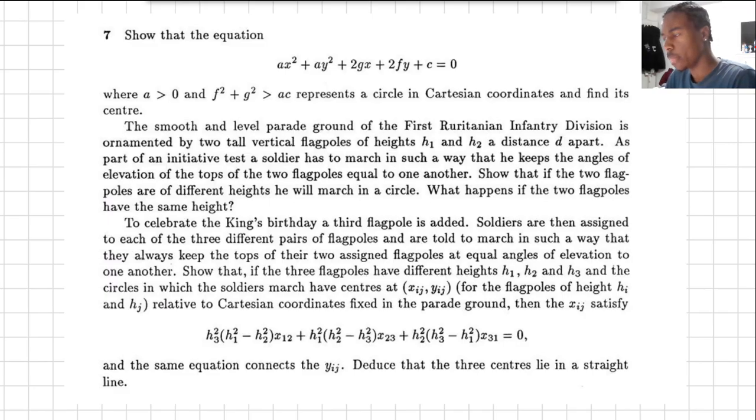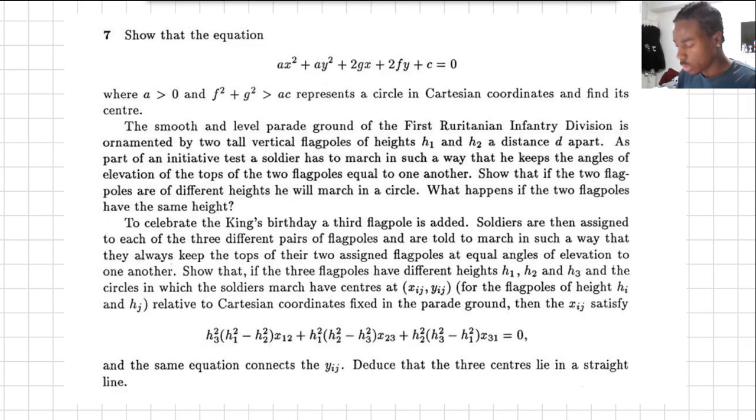Interesting. Okay. Show that if the 2 flagpoles are of different heights, he will march in a circle. What happens if the 2 flagpoles have the same height? So that second paragraph there is kind of split into 2 questions. Okay, so it's different heights, so he traces a circle, and then it's the same height. We don't know what happens. Let's have a think about what this diagram is going to look like.